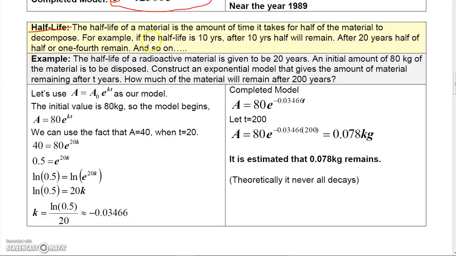Another example of exponential growth and decay is the half-life problem. The half-life of a material is the amount of time it takes for half of the material to decompose. For example, if the half-life is 10 years, after 10 years half will remain. After 20 years, half of half, or 1/4, remain, and so forth.